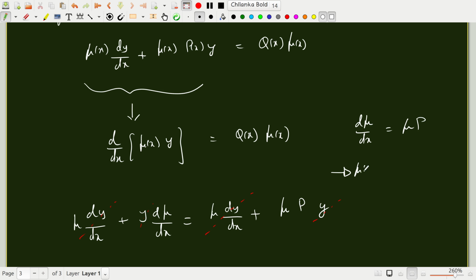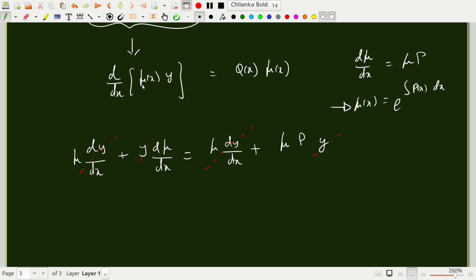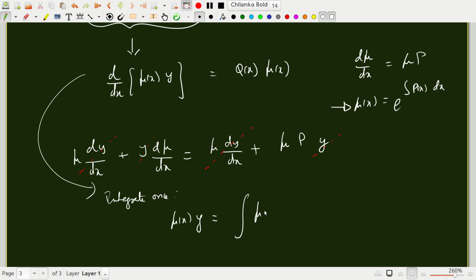If I integrate this, mu of x is e to the integral p of x dx. Once mu of x is found, I can substitute it here, and then I can integrate this because it is easy to integrate. This is called the integrating factor. So if I integrate this once, I get mu of x times y is the integral of mu of x prime q of x prime dx prime.